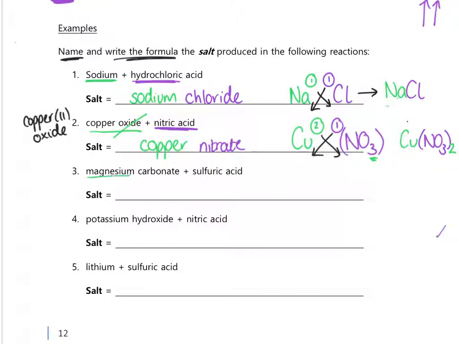Okay, remember, first part of the name comes from the metal, which is magnesium. Second part of the name comes from the acid. Sulfuric acid changes to sulfate. It's going to be magnesium sulfate. Have a go at trying to do your swap and drop, and then I will go through it with you.